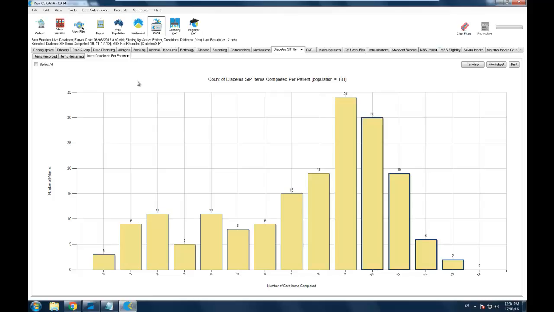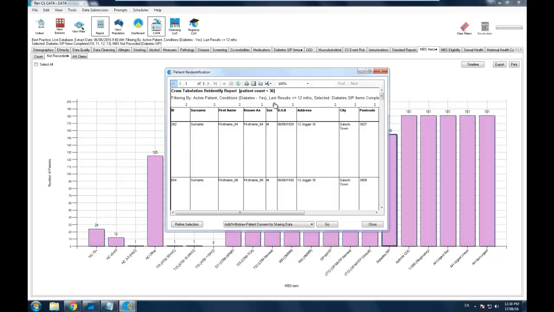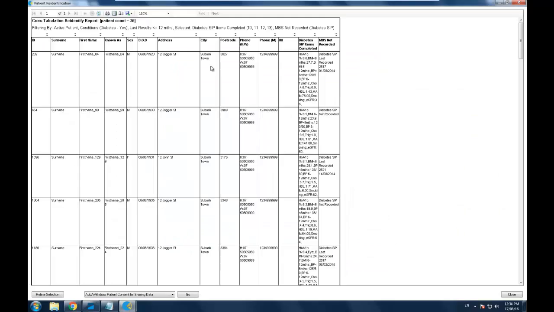And what the cross-tabulation does, by clicking on the report icon up on the top here, is combine the 2 reports into an AND search. In other words, it will only be people that meet the criteria selected in all of these reports. So only 4 or less items missing, combined with no diabetes SIP item claimed. If we do that now, you can see there's only 36 patients. Remember, it was 57 before. So these 36 are missing at maximum 4 items and had no diabetes SIP item claimed in the last 12 months.